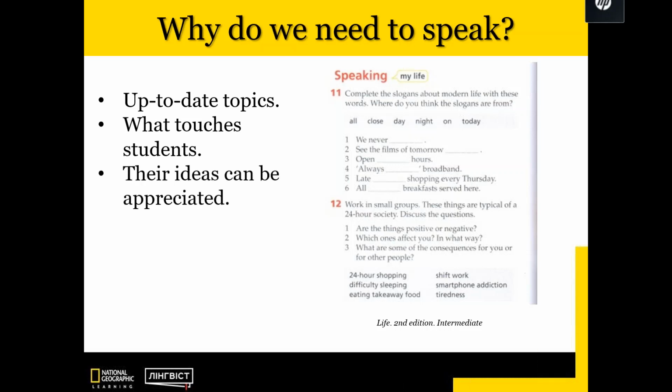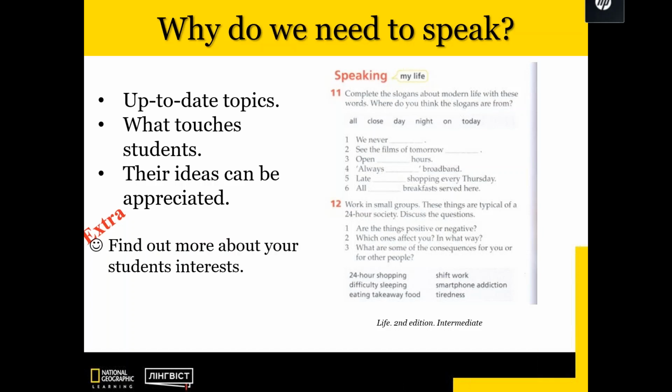When they talk about their life, when everything that you do in the lesson turns back to their personality, they feel their value, that they are appreciated, and that they are heard. Right? Some extra ideas. What can you do for that?